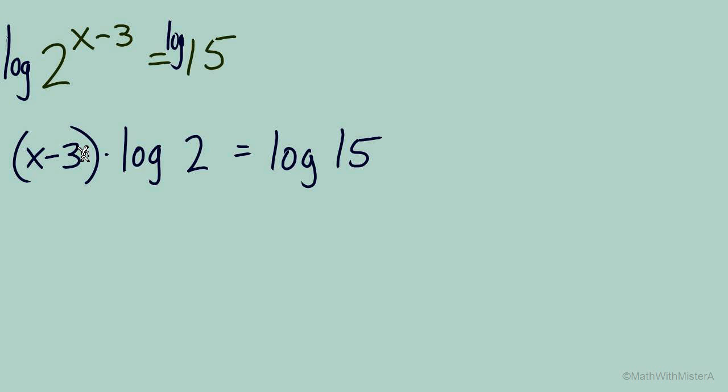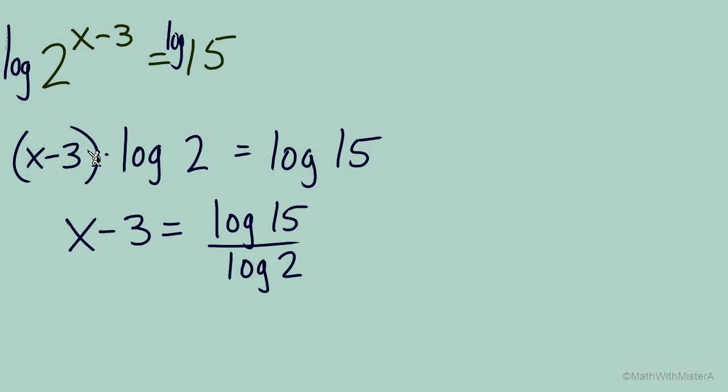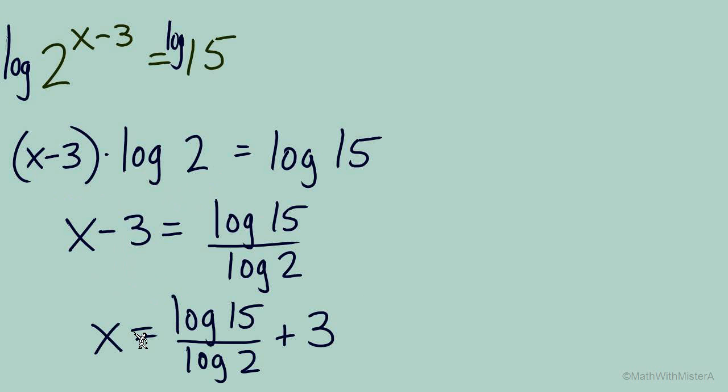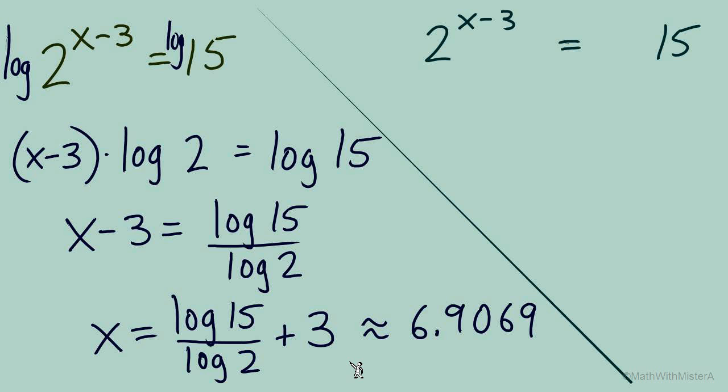Now I'm working to get the x by itself, solve for x, so I think I will choose to divide both sides by log 2. That will leave us with the x minus 3. On the right side, I'm setting up this fraction, log 15 over log 2. So I just did divide both sides by log 2, and one last move to solve for x, adding 3 to both sides. X equals log 15 over log 2, that entire fraction plus 3. Punching it into the calculator, I'm coming up with a decimal approximation of 6.9069.